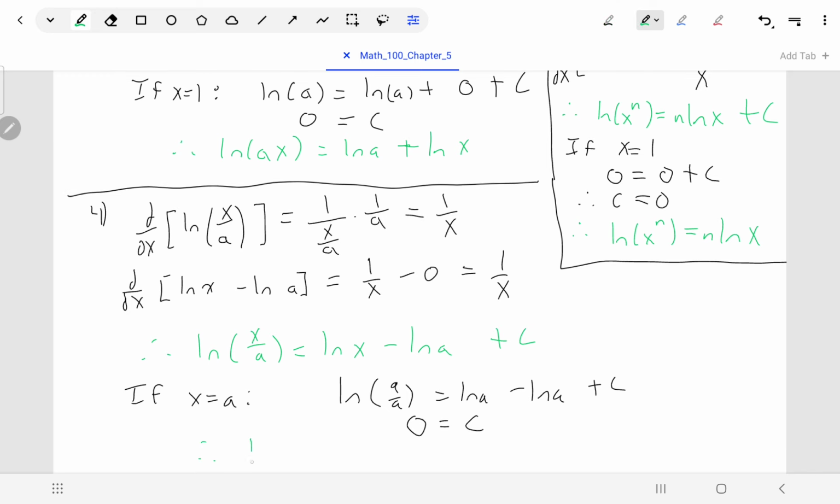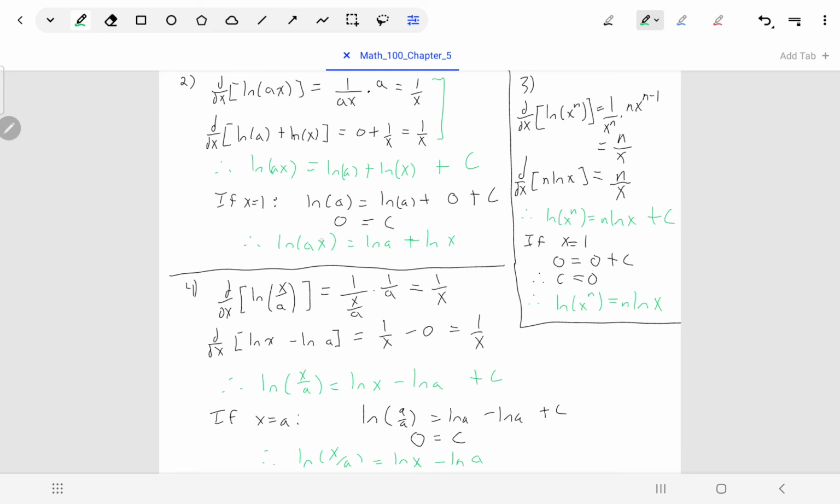So now we've shown natural log of x over a is natural log of x minus natural log of a. And of course, since my choice of letters here is pretty arbitrary, if I wanted to use p's and q's, natural log of p over q equals natural log of p minus natural log of q. That would be true as well. So in case you were concerned about my letters not matching the letters in the theorem, that's actually not a problem at all.